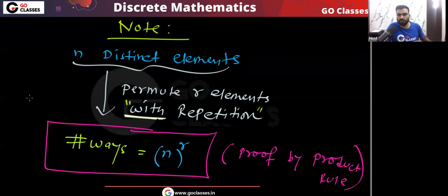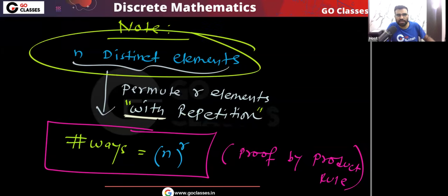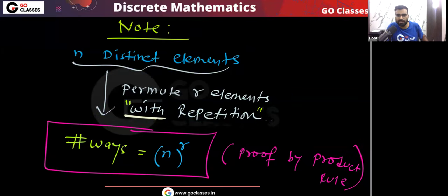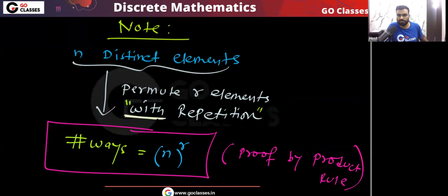That's it. So this is the formula. I want to know one thing. Will you remember this formula? Will you apply this formula, or will you apply the product rule? That is better. Yes or no? The product rule, that is better. But anyway, this is the formula that we are getting. If you have n distinct elements and you want to permute r elements with repetition, repetition is allowed, then the number of ways will be n power r.